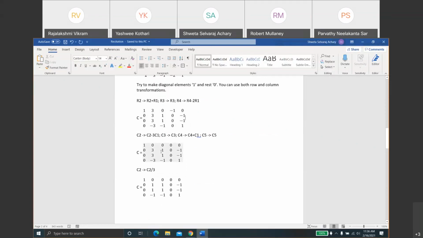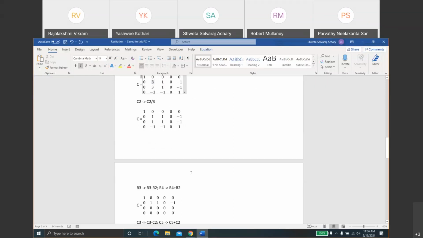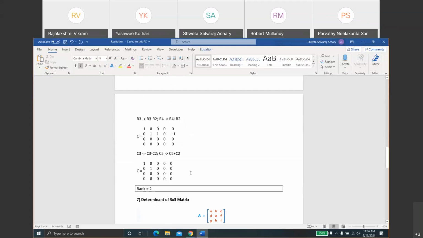When you keep on iterating this, you make this 3 as 0, and then you make this 3 as 1, you make these as 0, you make these as 0. When you keep on doing that, you will in the end get this matrix.